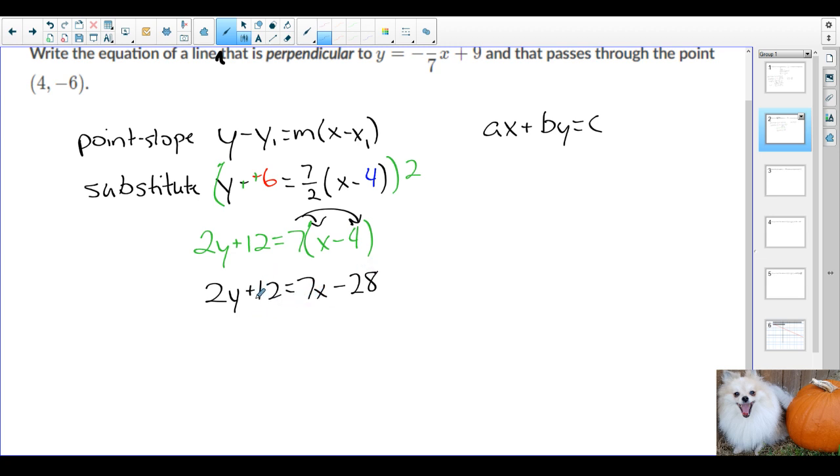Okay, so then I want to move my constants to the other side. So we got 2y equals, whoops, not 2y, or yes 2y, but I just didn't write it. 2y equals, what am I left with? 7x, negative 28, negative 12 is negative 40.